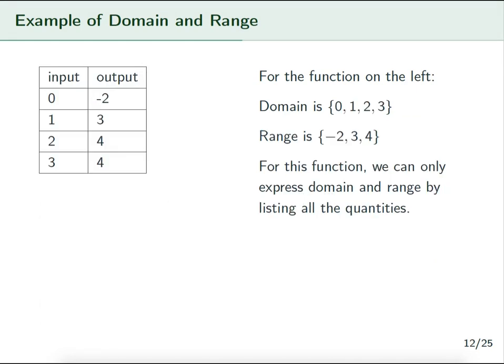So in this example, we have a function given in a table. The input quantities are 0, 1, 2, 3. So here the domain is just 0, 1, 2, 3. And the range is -2, 3, and 4. 4 is repeated, and if it's repeated, we need to write it only one time. So for this function, we can only express the domain and range by listing all the quantities. We cannot use set builder notation nor interval notation because we have a finite number of input and output quantities.